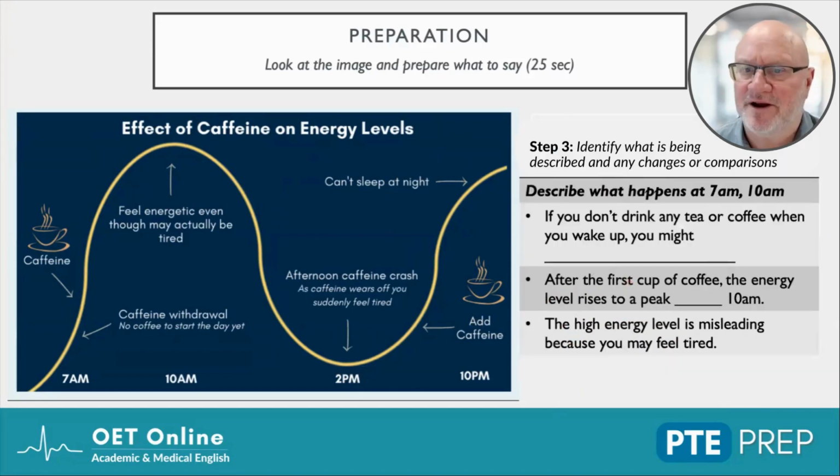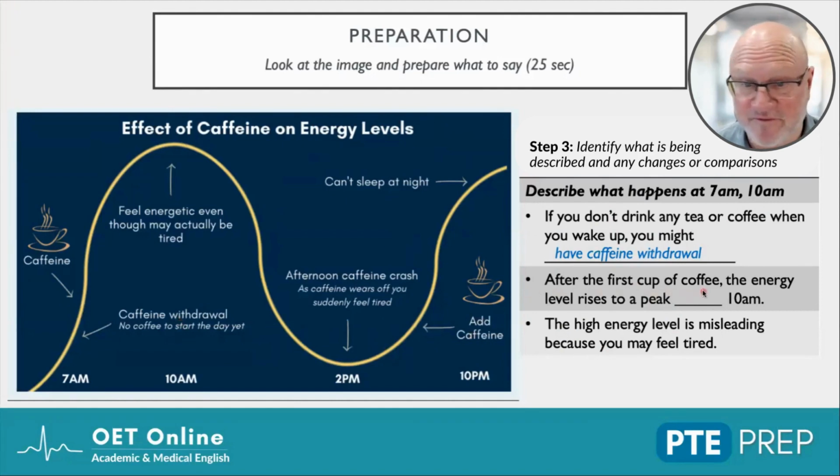Step three, identify what's being described and add any changes or comparisons. For example, what happens, say, at 7 a.m. or 10 a.m.? If you don't drink any tea or coffee when you wake up, you might, there we've got a word, caffeine withdrawal. So we have to expand on these notes. If you don't drink any tea or coffee when you wake up, you might have caffeine withdrawal, or you might experience caffeine withdrawal. We're describing that. So really you're expanding on those notes.